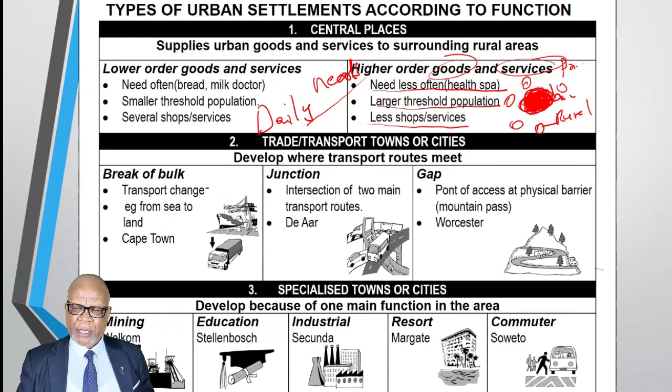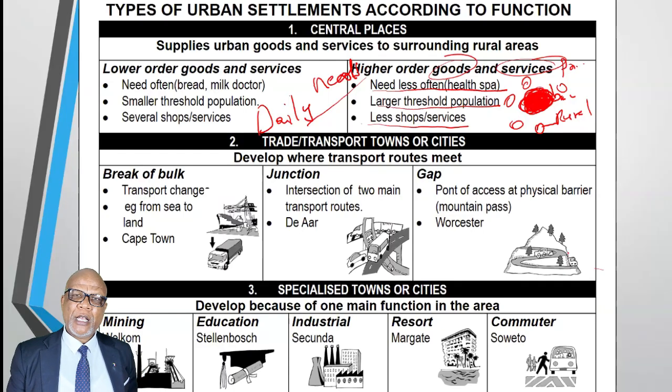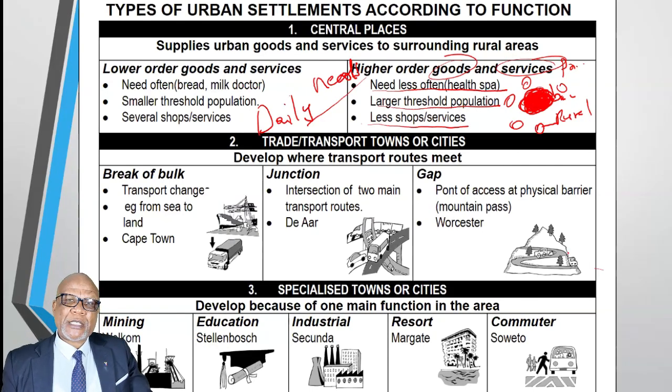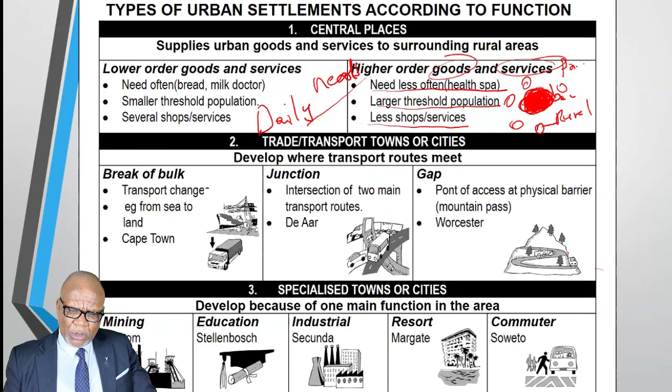And again, you can look at the high school. A high school will be a low order center compared to a university. A university is a high order center because a high order center is going to have a larger threshold population, which means it's going to attract more people. So your school is going to be a low order center because the school is going to attract fewer learners compared to universities. Now, let's look at what we call types of settlements.